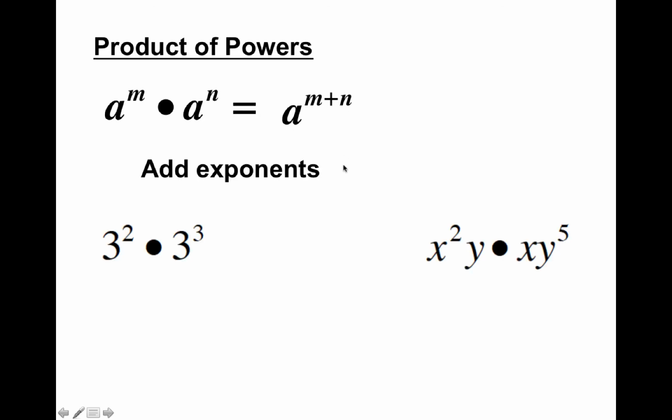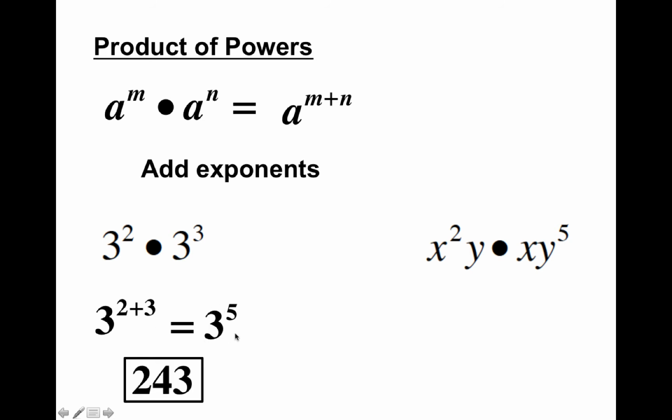The product of powers says if you are multiplying a value with the same base, so in this case it's base a, you can just add the exponents. So this would be a to the m plus n. In our examples here, these have the same base, so we can just add the exponents. So this becomes 3 to the 5th power. And then if you type in 3 to the 5th power on your calculator, it simplifies to 243.